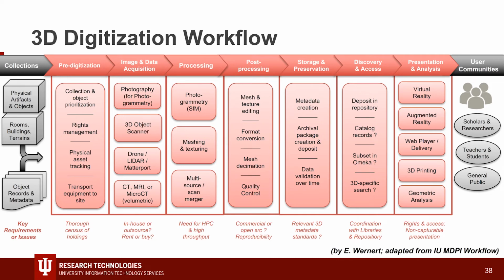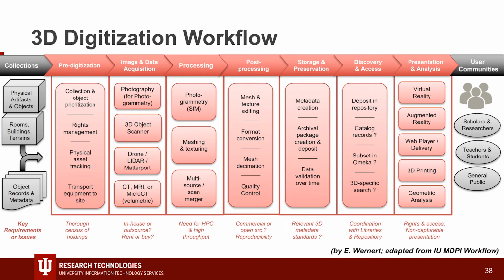Then there's the image and data acquisition, all the things we've been talking about here, all these different methodologies. Processing: photogrammetry is called structure from motion. There's the meshing and texturing. And sometimes there's a multi-source scan merger, which is what we did with that Purdue Oaken bucket. We were having a really hard time with the chain and even the bucket itself coming out well until we merged the scan data with the photogrammetry texture. But that's not something you're going to want to do on everything.